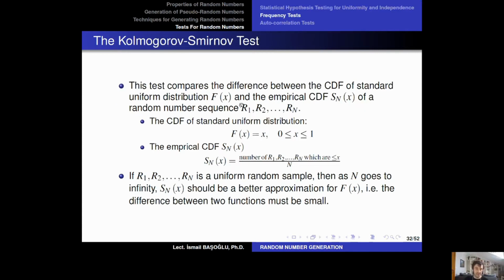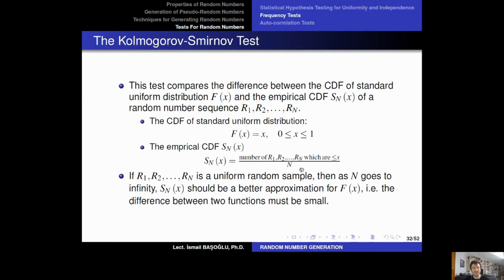As we have said, the frequency tests are comparing the theoretical distribution and the empirical distribution of the sample. Now, how can you make this comparison? By comparing CDFs, for example. So we have a theoretical uniform CDF, capital Fx, which is the identity function between 0 and 1. It is just a linear function. And the empirical CDF, Sn of x, where you have a random sample of size n, a sequence of random numbers from 1 to capital N. And this Sn of x is the empirical CDF, which is defined in this form.